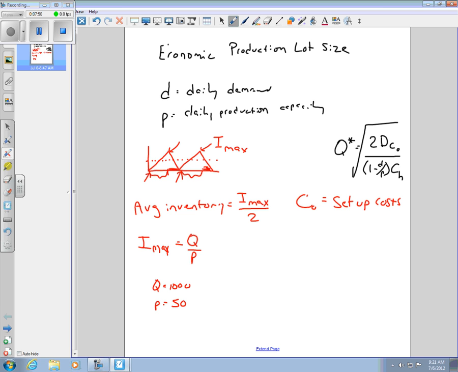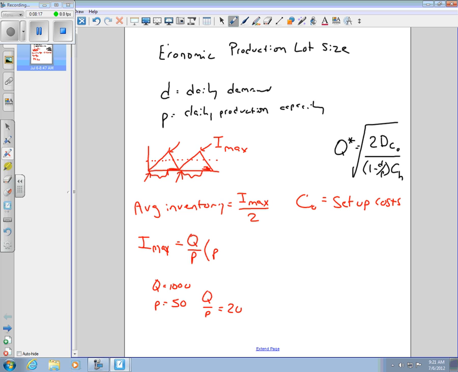So what I'm saying is I'm going to do a batch of 1,000 transmissions, and I can produce them at a rate of 50 per day. So that means Q over P is 20. 1,000 over 50 is 20. That means I'm going to be producing for 20 days in a row, after which I'm going to stop producing and just use up that which has accumulated. So Q over P is the number of days in a production run.